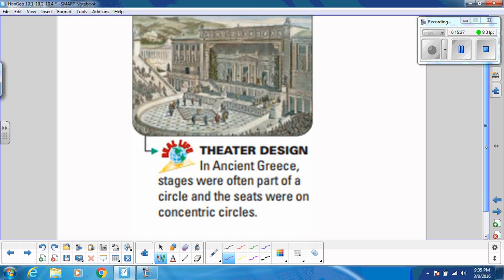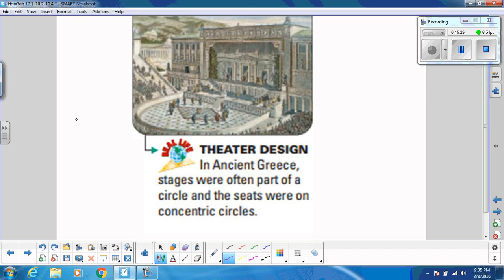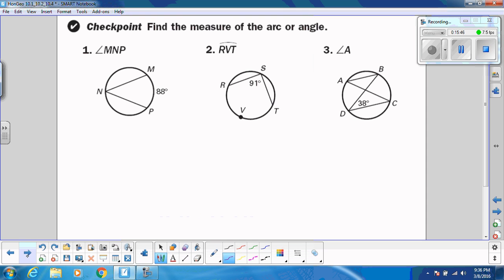Back in ancient Greece, stages were often part of a circle. So you can see how this is a semicircle. And they were concentric circles, so we would have maximum viewing angles. So we would have good seats all around. All right, so I think you get the idea for your inscribed angles.